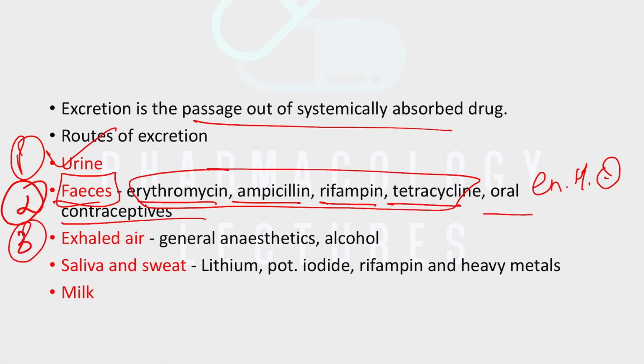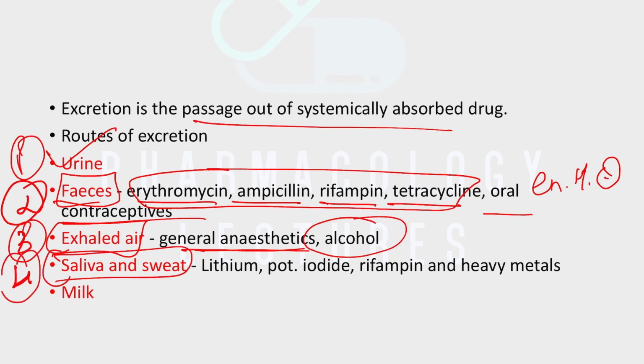Drugs also get excreted through air, especially from exhalation. These are general anesthetics, mostly gaseous forms, and alcohol. We know that a breath test is done to detect the level of alcohol in exhaled air. Drugs also get excreted into sweat and saliva, and the important example is rifampicin.